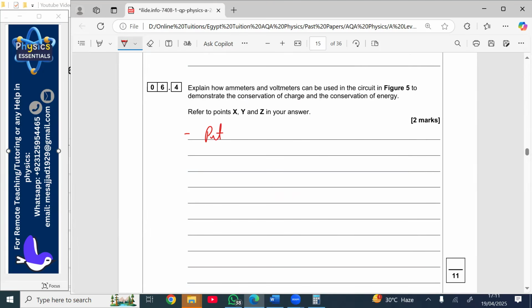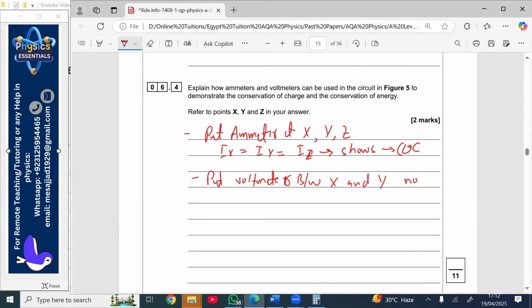put an ammeter at X, Y, Z, and the current at X shows the same as the current at Y and the current at Z, which shows the law of conservation of charge, COC. And then put a voltmeter between X and Y, and then you have to note voltage XY.